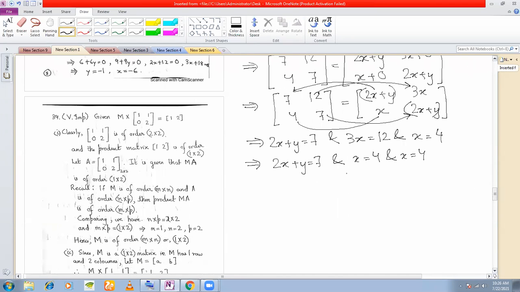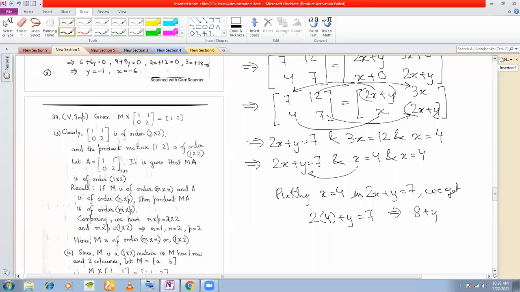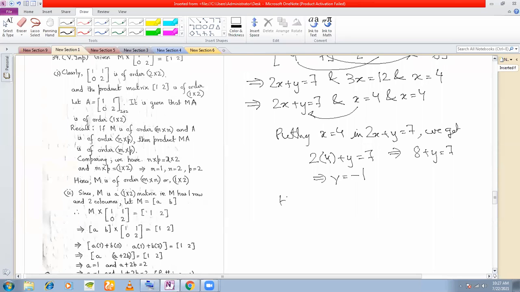So how to get the value of y? Put x is equal to 4 in this equation. Putting x is equal to 4 in 2x plus y equal to 7, we get 2 into 4 plus y equals 7. 8 plus y equals 7, so we get y is equal to minus 1. Hence, what are the values of x and y? X is equal to 4 and y is equal to minus 1.